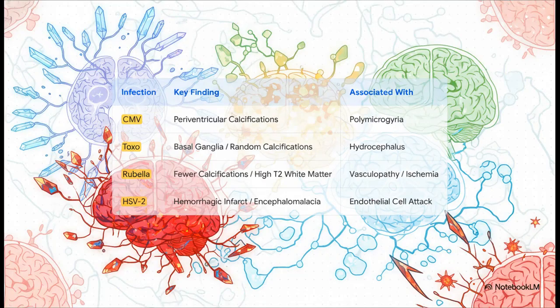And this table just lays it out perfectly. Look, for CMV, you're thinking periventricular calcs. And remember, it's also highly associated with polymicrogyria. For Toxo, you're looking for those basal ganglia or just kind of random calcifications, and you'll often see massive hydrocephalus with it. Then you've got rubella. You don't see it as much anymore, but its calling card isn't really calcification. It's a vasculopathy.